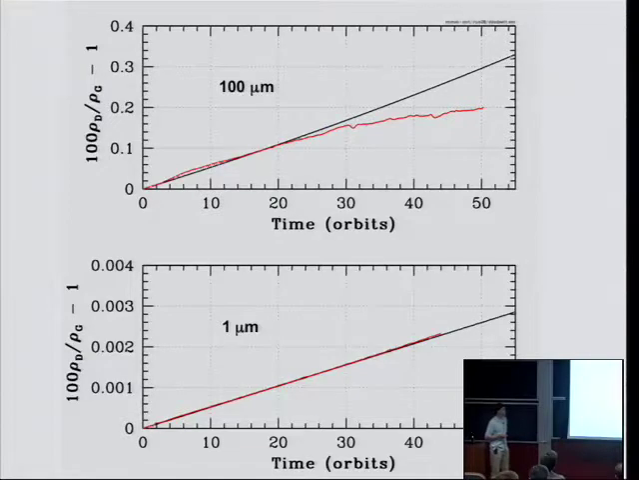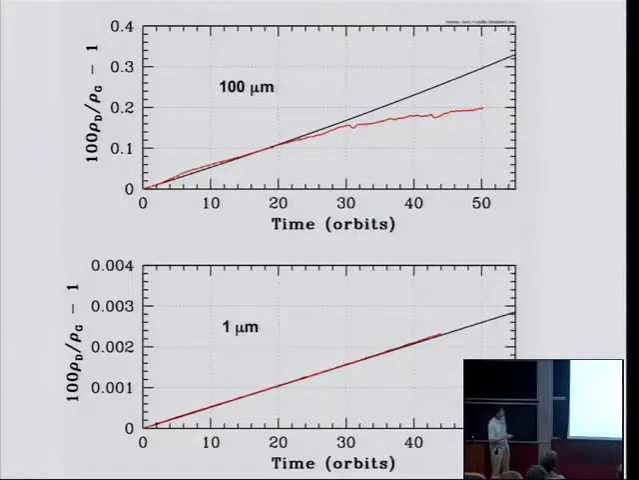So let's look at what happens at the midplane in those two cases. So here the black line is showing the dust to gas ratio, less unity, as a function of time in the laminar case for micron-sized grains and for 100 micron grains. And the red line is showing what happened in those two calculations with the settling. So in the micron-sized grain case, it follows the laminar line. So the midplane doesn't know about the turbulence. It doesn't know about the fact that we do have these magnetic stresses in the dead zone. The grains just keep on settling.